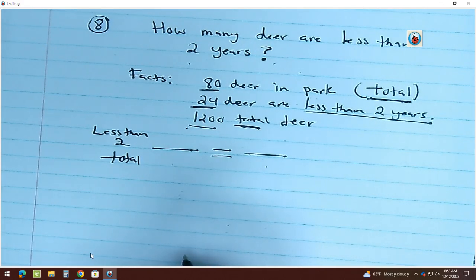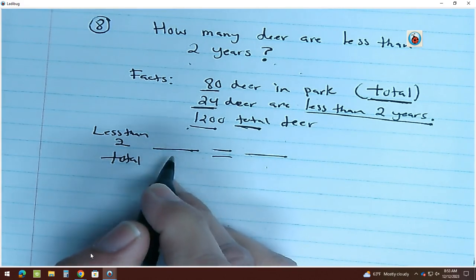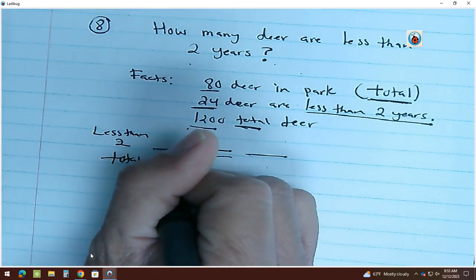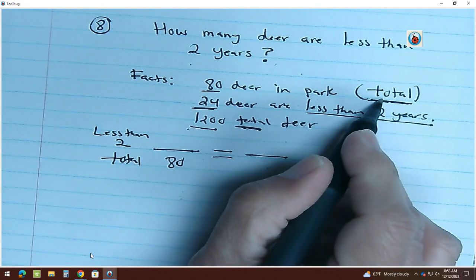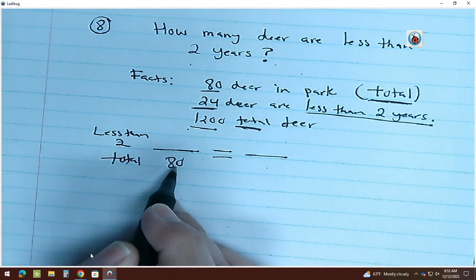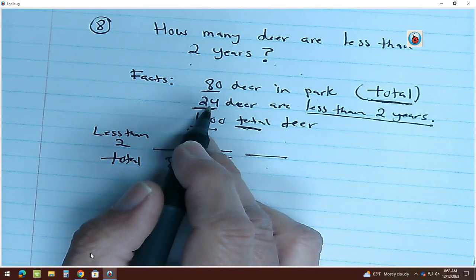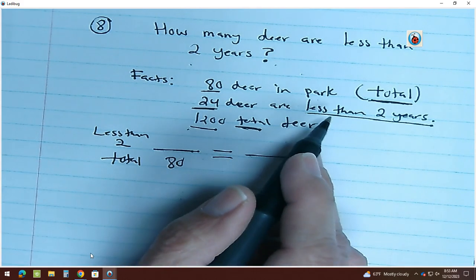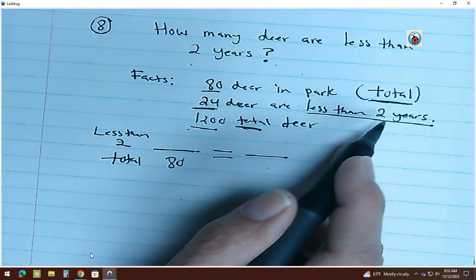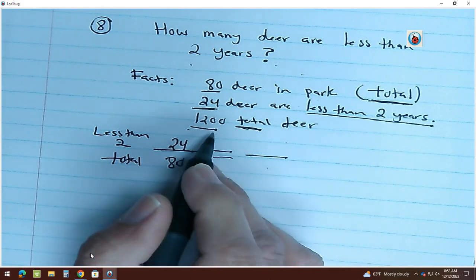Now let's start filling it up. Where would you put the 80? On the top or on the bottom? Bottom, because that is the total. 80 is the total. We put total on the bottom. That's why we're going to put 80 on the bottom. Let's go with 24. Where would you put him? On the top, because that's the less than what? 2. So less than 2, 24 or less than 2.